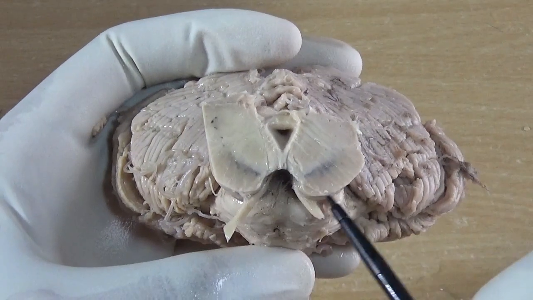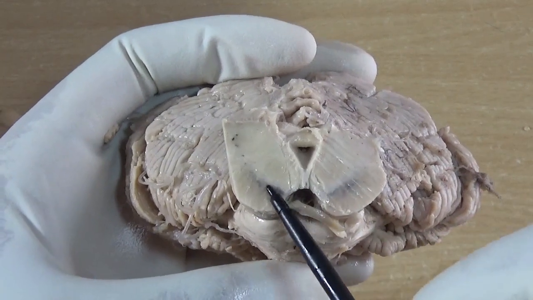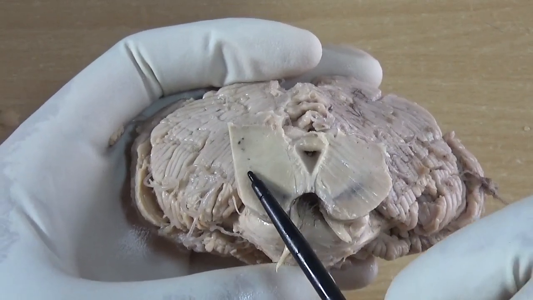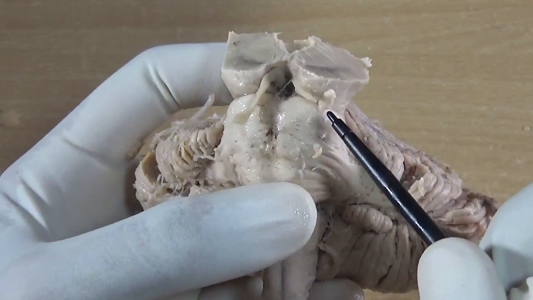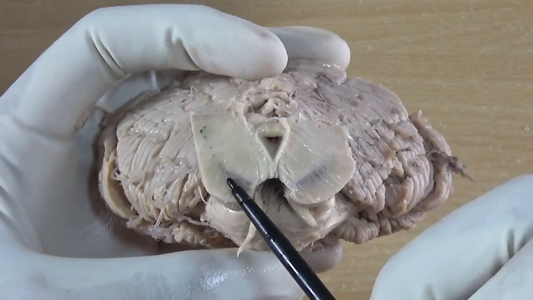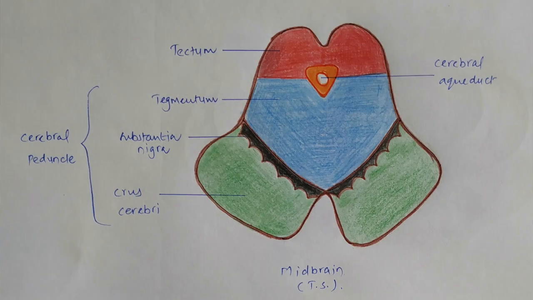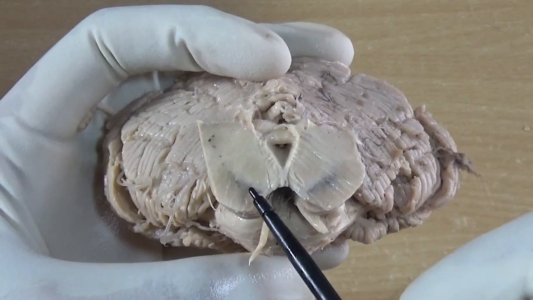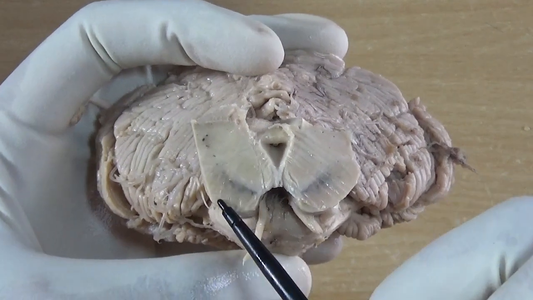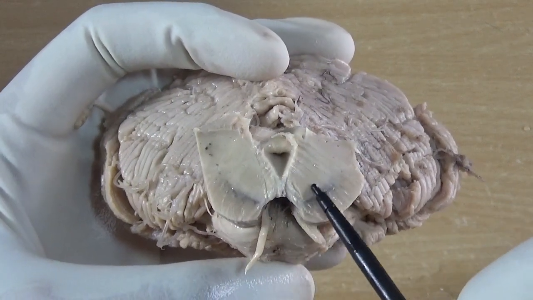Now each cerebral peduncle is further divided by the substantia nigra. See this brownish grey colored sheet of grey matter extending from the upper part of the pons to the subthalamic region, and this is intimately connected to the basal nuclei. So this substantia nigra divides each cerebral peduncle into the tegmentum, the substantia nigra itself, and the crus cerebri. So these two are crus cerebri or crura cerebri. See this. This is the substantia nigra and this is the tegmentum.